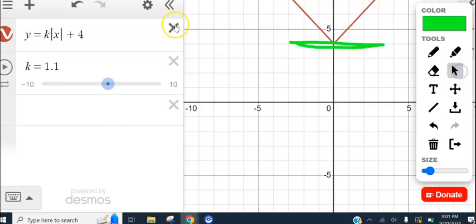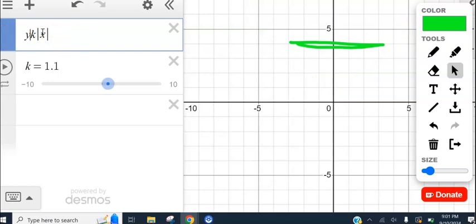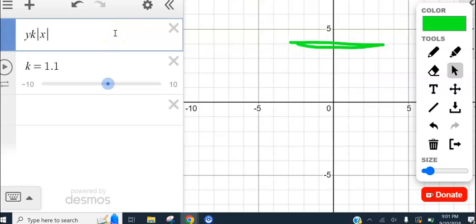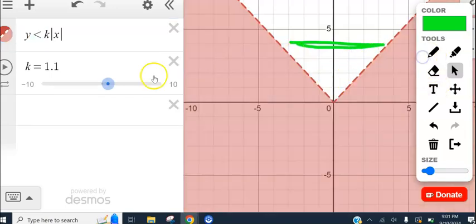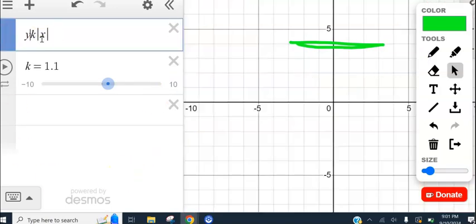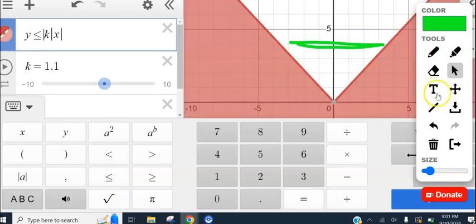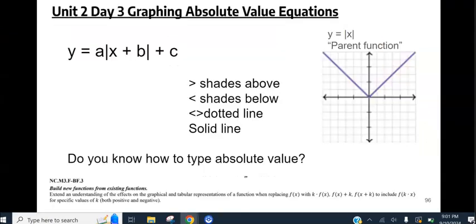Other key details when you have an inequality. If I have a greater than, it shades everything above the function, and if I have a less than, it shades everything below. And note, with greater than or less than and not equal to, it's a dotted line, kind of similar to an open circle. And if I put greater than or equal to instead, now I'm going to have a solid line. So those are the key details that you really need to know in just 3.5 minutes.